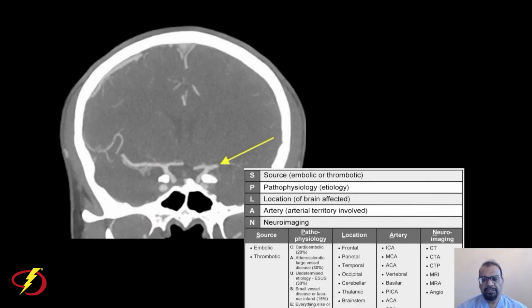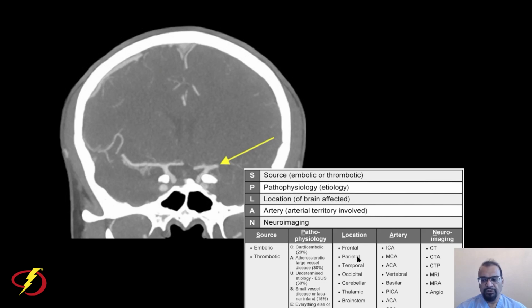So for example, let's go through this case. Here we see that we have a left M1 segment occlusion. So this is the left middle cerebral artery. There's an M1 occlusion. Let's go through this stroke plan or S PLAN. What is the source? Well, most anterior circulation emboli arise from the heart, so we could surmise this is likely cardioembolic. Pathophysiology, we just said it's cardioembolic. Location, this is the middle cerebral artery, which supplies the frontal and parietal lobes.